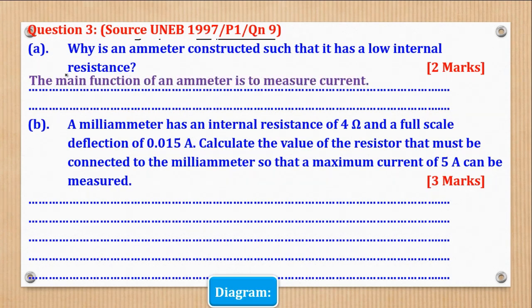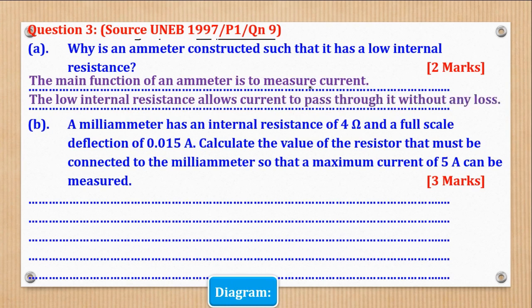Here we shall first say that the main function of an ammeter is to measure current. So if it is to measure current, it implies that a low internal resistance allows current to pass through it without any loss. Remember, resistance is the opposition to flow of current. So if the main function of an ammeter is to measure current, it means that the internal resistance has to be as low as possible so that current can pass through it without any loss or opposition. So if you wrote that, that's how you could get the 2 marks.